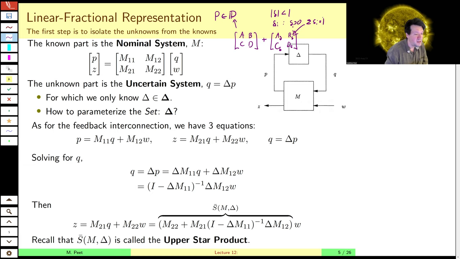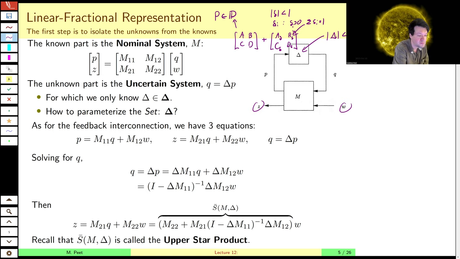So what we're going to do now is find a way to represent this in a sort of standardized way. So we can pull all those deltas into their own little block, right? And that'll allow us to do many things. It'll allow us to then say things about that block and do control from exogenous inputs to regulated outputs in a way which is valid for all possible uncertainties in that block. And that block can be, maybe it's a matrix with norm less than 1.